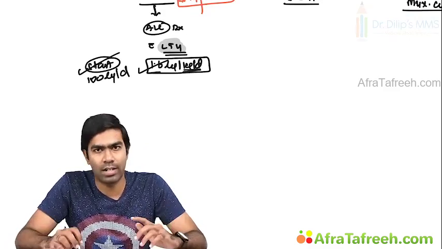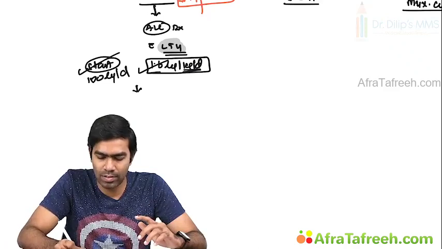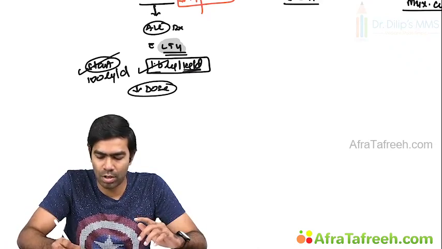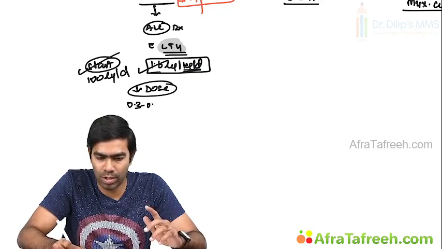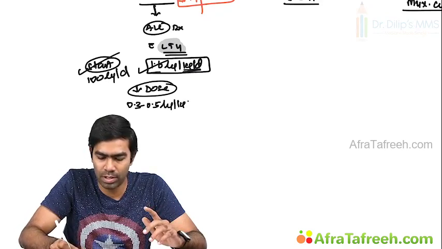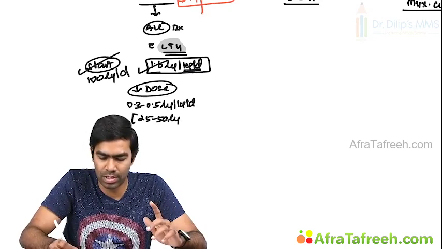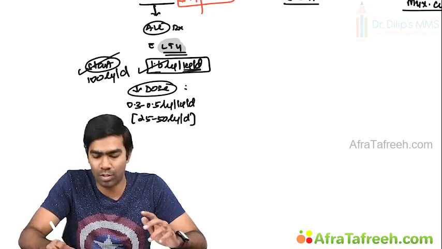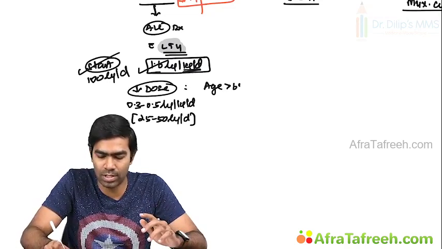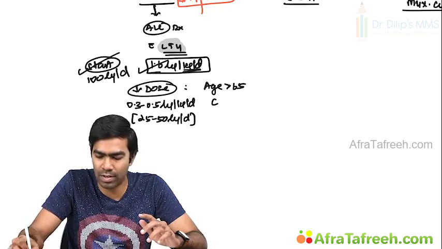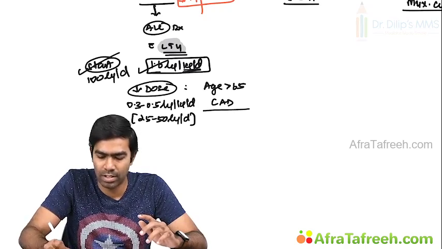Is there any dose alterations needed? Yes. You can give a reduced dose of probably 0.3 to 0.5 microgram per kilogram per day, which means a dose of approximately 25 to 50 microgram per day starting dose in patients who are very elderly, age more than 65, or if a patient is having a cardiovascular disease, CAD. If they're having a cardiovascular disease or age more than 65, these patients will not tolerate high doses. Clear?